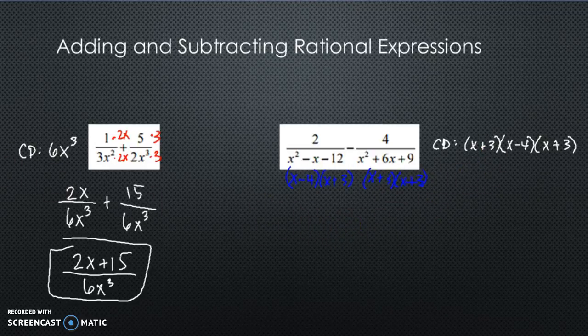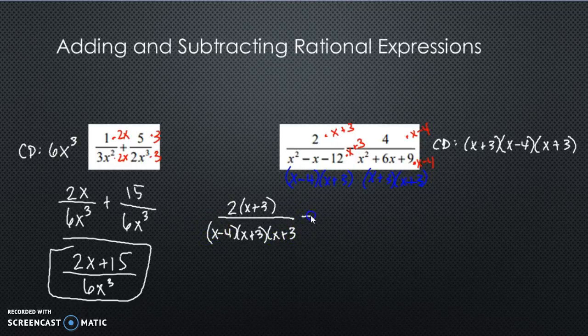So then if I look at what's missing, the first one's missing another x plus 3. So I'm going to multiply top and bottom times x plus 3. Then this one's missing the x minus 4. So top and bottom times x minus 4. So then I have 2 times x plus 3. I'm just going to rewrite it. So 2 times x plus 3 over x minus 4 times x plus 3 times x plus 3. Minus 4 times x minus 4 over x plus 3 times x plus 3 times x minus 4.